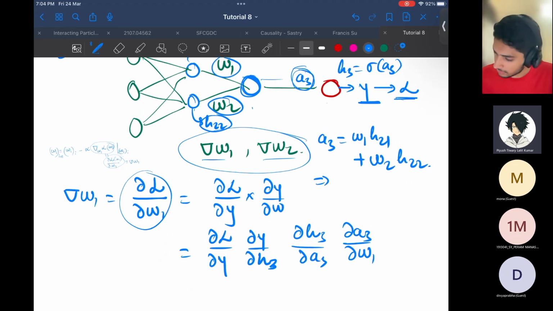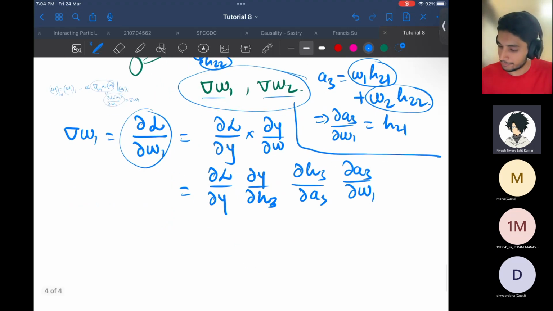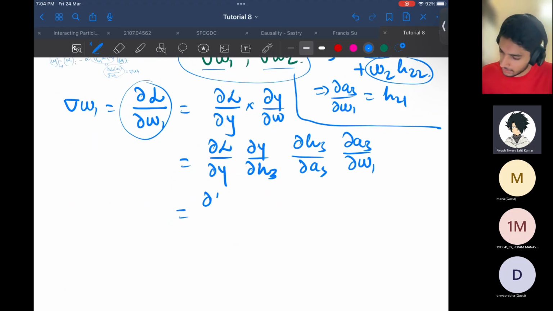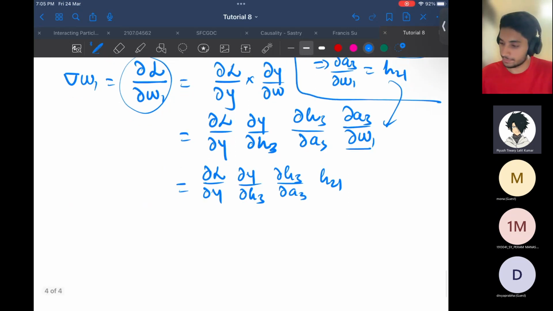From this, what we can see is del A3 by del W1 is simply H21, because the second term doesn't depend on W1 so it will cancel out, and in the first term W1 is simply multiplied by h21, so h21 will remain. So essentially this becomes del L by del Y, del Y by del H3, del H3 by del A3, into H21, the value of this. I am just substituting it here. I hope this is clear.